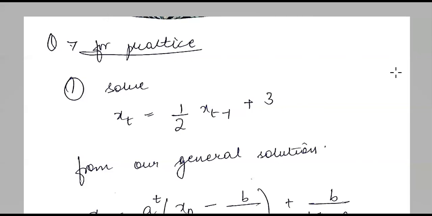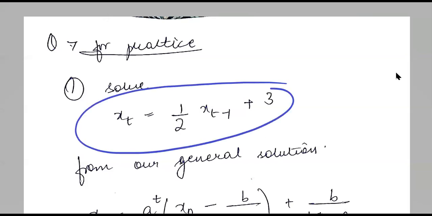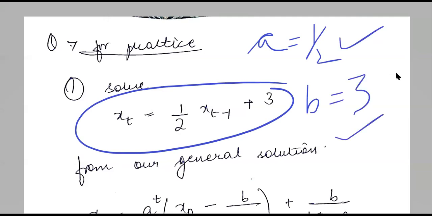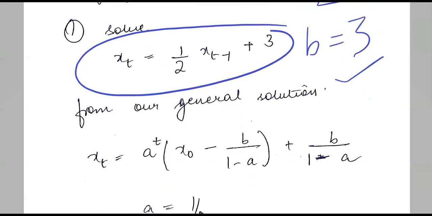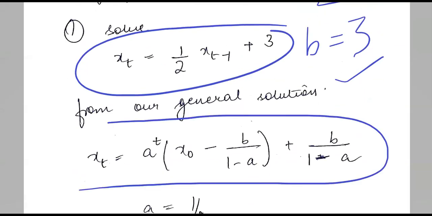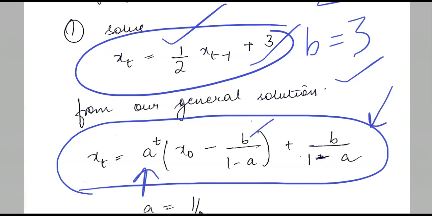Let us now do a question for practice. You're given that xt is equal to 1 by 2 xt minus 1 plus 3. Now this is a very easy question. Why? Because you know that the value of a is 1 by 2 and the value of b is 3. Because you know a and b, and we just now found the general solution for the difference equation, instead of a you will substitute 1 by 2, instead of b you will substitute 3, and you'll get the final answer.